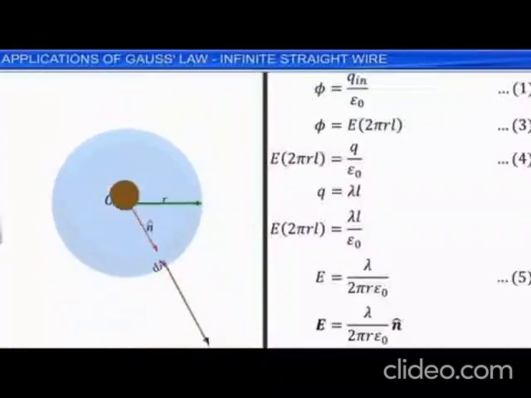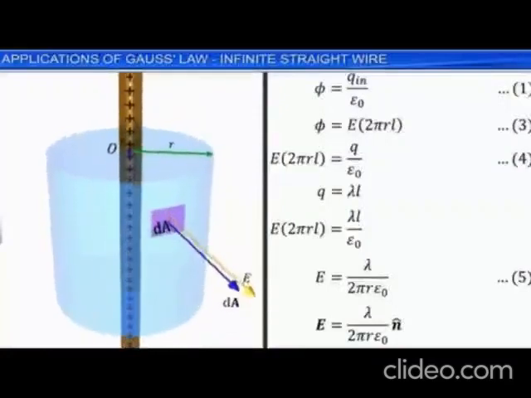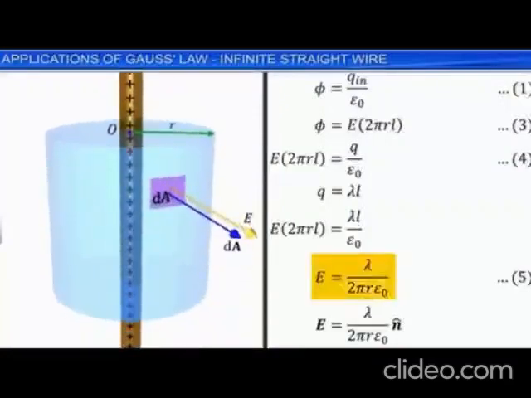From expression 5, we see that the electric field strength E, due to an infinite long straight wire, is independent of the L value. Therefore, the field strength is constant in both magnitude and in direction.